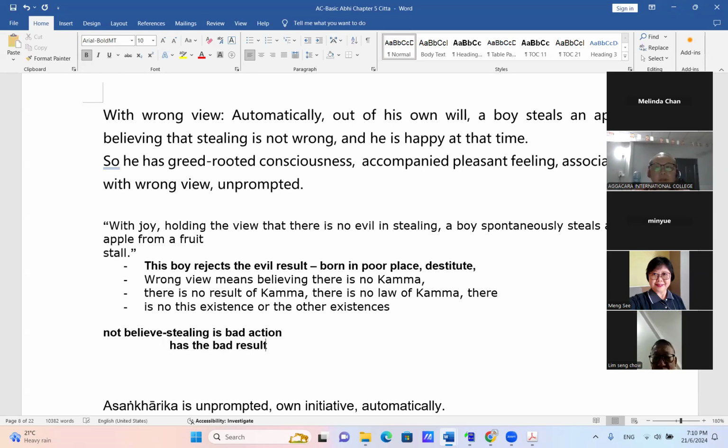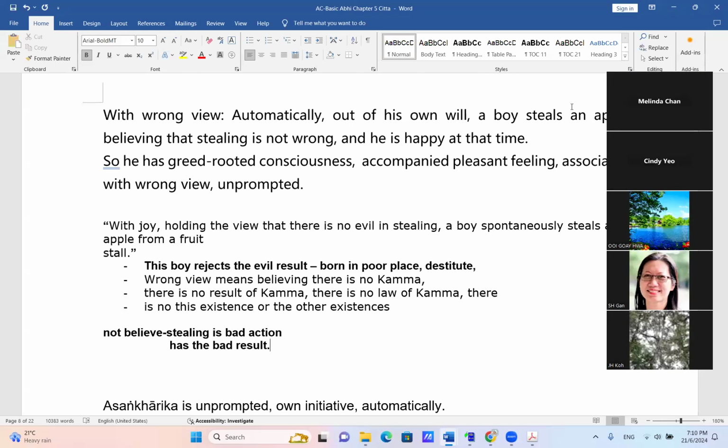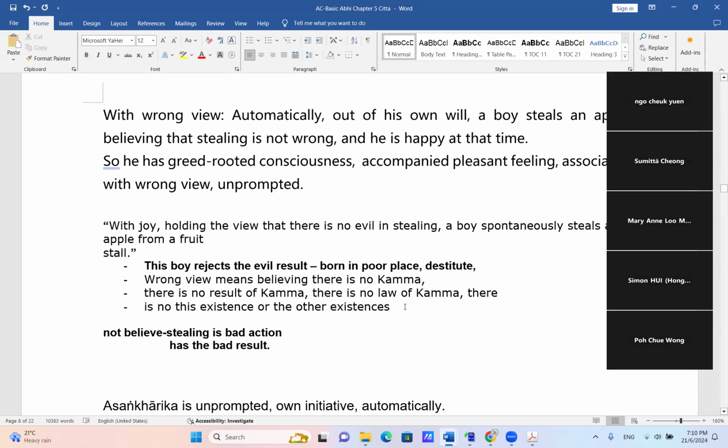Anyway, yes. I think an example would be like this: during Hari Raya Haji, before that they do a korban or something like that. They don't believe that killing the cow is wrong. They don't believe that killing an animal is wrong. Okay, that's having wrong view. That's good. So this is easy because we are talking about stealing. All right.